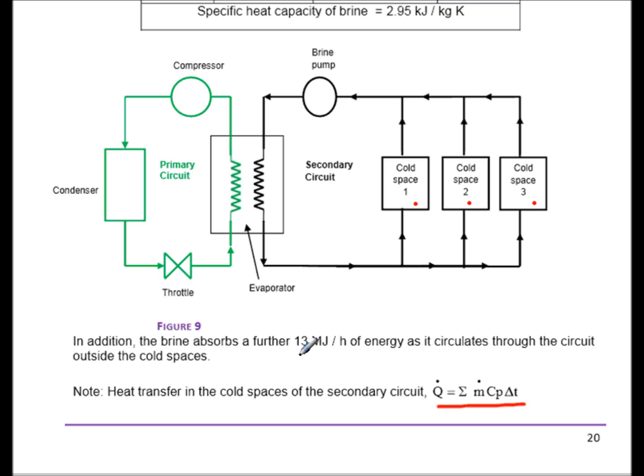We're going to apply that equation in evaluating the amount of heat ingress into each of the three cold spaces. Now we're also told that in the pipework that takes the secondary refrigerant around the circuit, it also absorbs a further 13 megajoules per hour of energy. So basically what that represents is the heat leakage into cold space 1, 2 and 3 plus the heat leakage into the refrigerant in the pipework system and so on is going to be equal to the amount of heat that needs to be removed from it by the primary circuit in the evaporator.